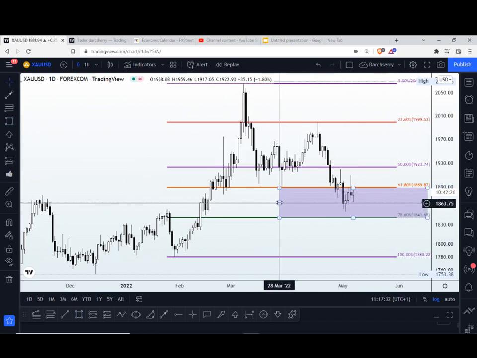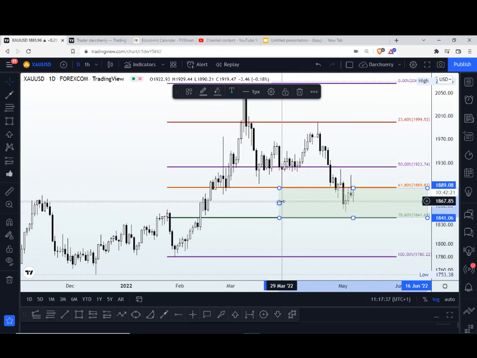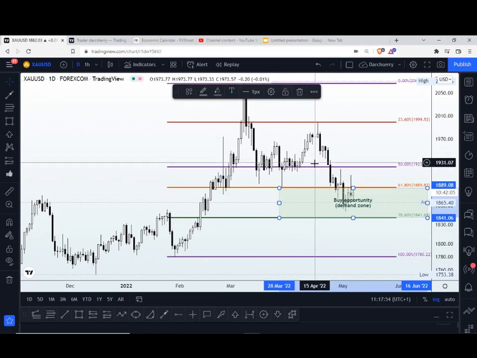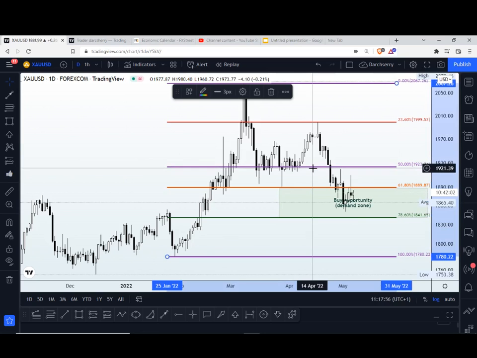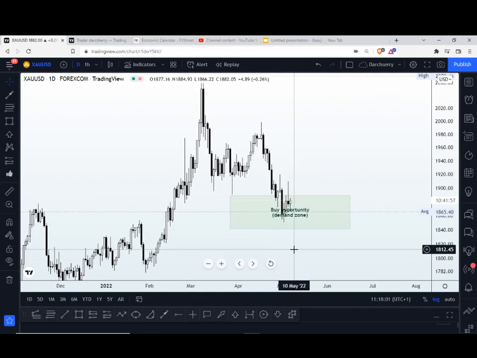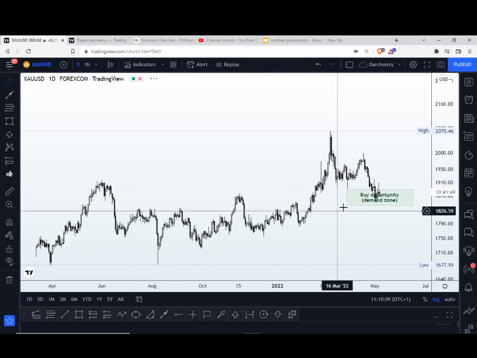So let's give this a green, because that will definitely be our new demand zone going forward. So there's a buy opportunity right within the demand zone. So that's what we have at this point. Now let me delete the retracement tool. It's done its job. So this is what we are having right now. We saw that price is right back in the buy opportunity zone, and then we want to be looking for ways through which we can take advantage of this bullish move.